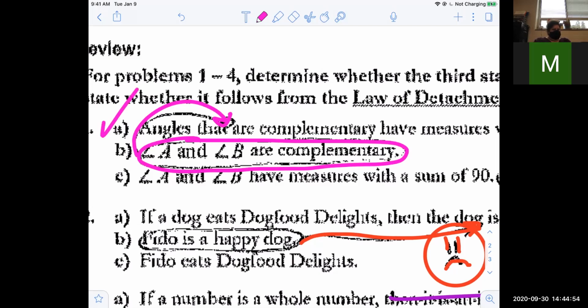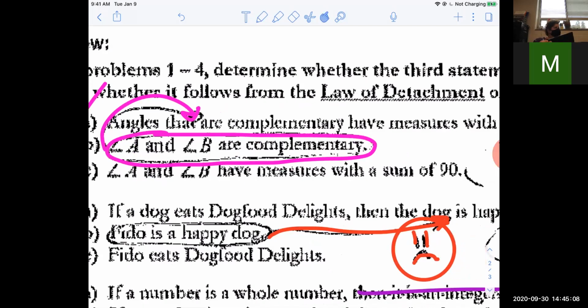Why is this one, why do I have an unhappy face there? Because B is referring to the conclusion. We don't know why Fido's happy, right? It says if a dog eats dog food delights, then the dog is happy. There are other reasons Fido could be happy. What are some other reasons? Could have gotten fed with food that he likes. Could have gotten water. Maybe Fido got to go on a walk. Maybe Fido got to play with his doggy girlfriend. There are lots of reasons why Fido might be happy. It's not necessarily because he ate dog food delights.